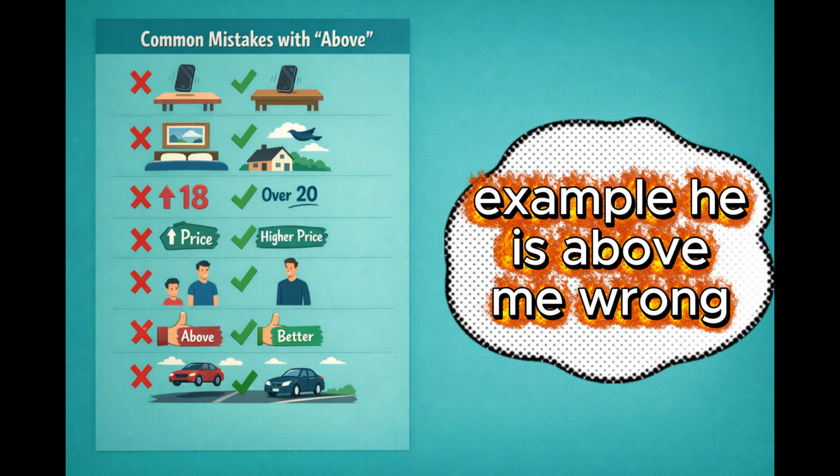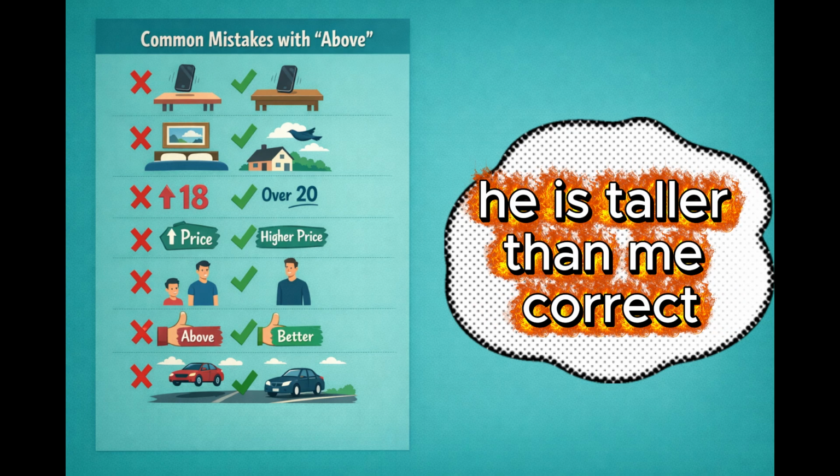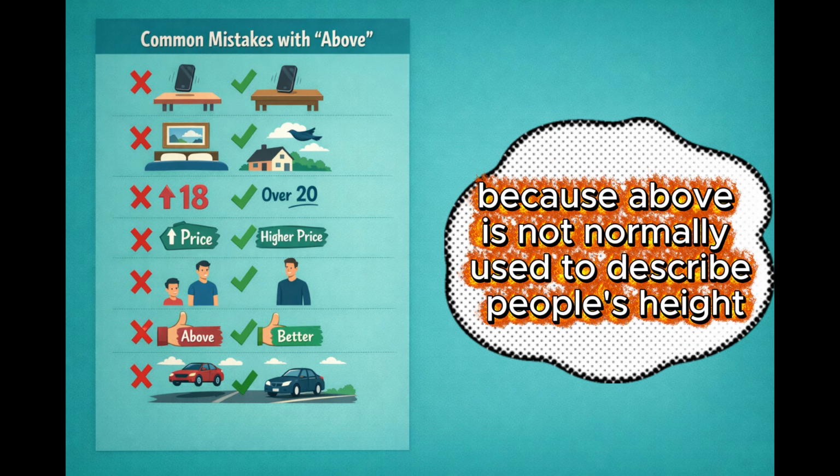The fifth mistake is using above to describe height. Example: he is above me. Wrong. He is taller than me. Correct, because above is not normally used to describe people's height.